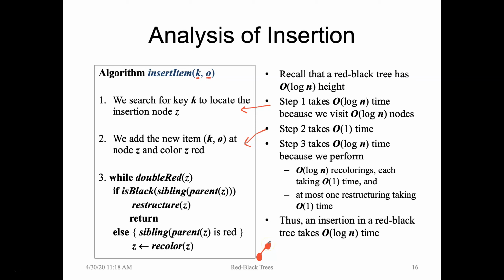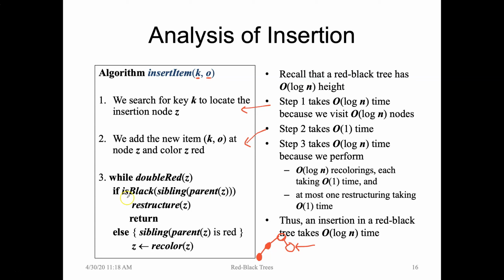This is based on those two cases. Should we do a restructuring or should we do a recoloring? So here's the double red we created. Let's say here is the parent of it. And again, I'm going to keep those just outline vertices black. If this sibling is black, we're going to do a restructuring. But if the sibling is red, we're going to do a recoloring.